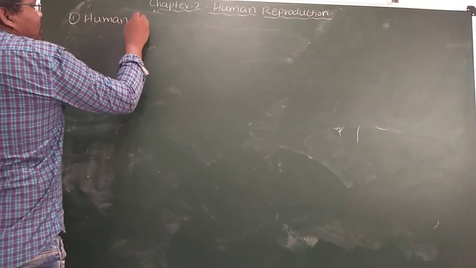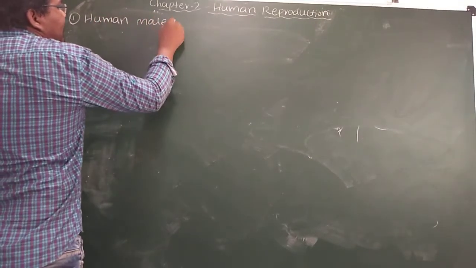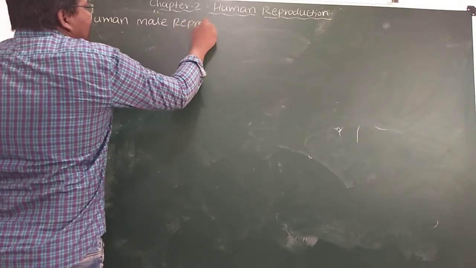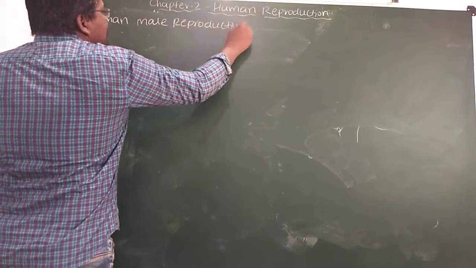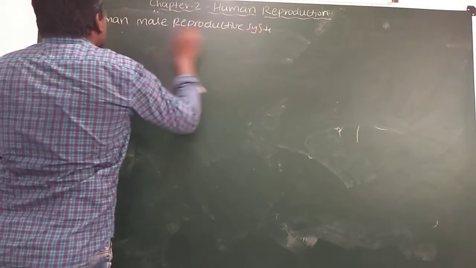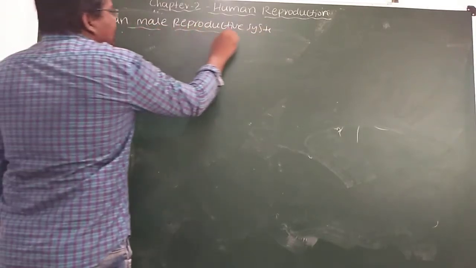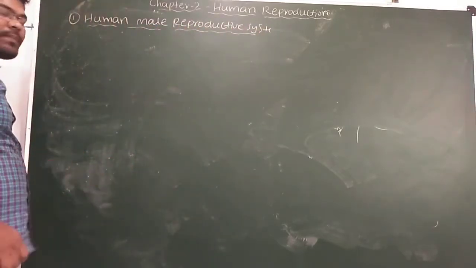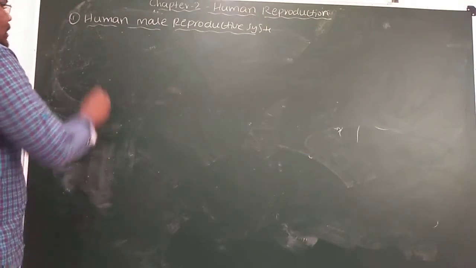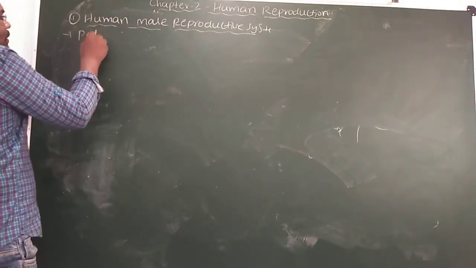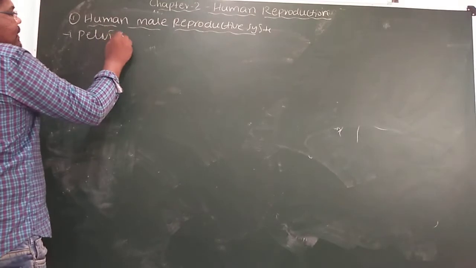Human male reproductive system. If you see the human male reproductive system, it is located at the pelvic region or pelvis region.